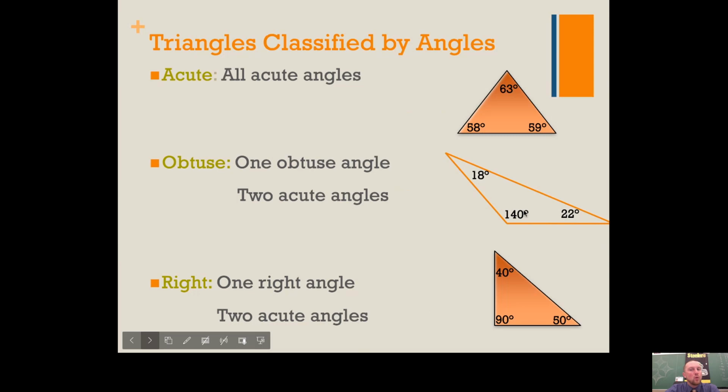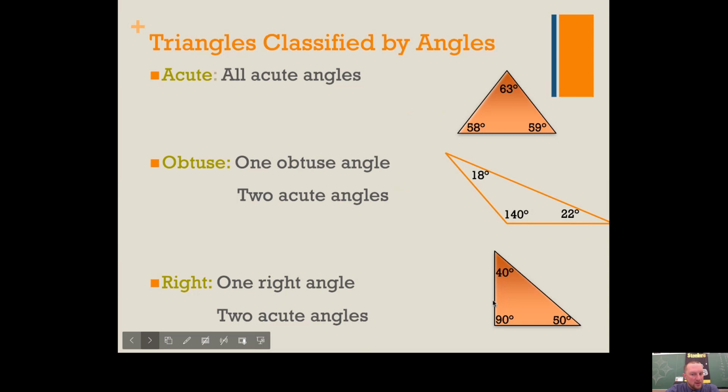Obtuse triangles, one angle is obtuse. The other 2 must be acute. Think about that for a second. It would be impossible to have 2 obtuse angles in a triangle, because if you did, that would be more than 180 degrees. So this adds to 180. To be obtuse, one of the angles is obtuse. The other 2 are acute.